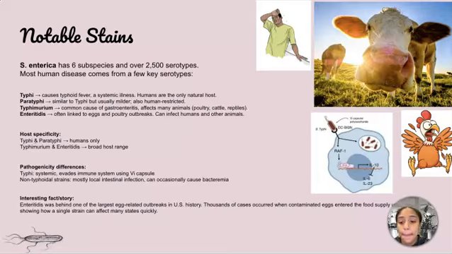Notable strains. Even though S. enterica has more than 2,500 serotypes, only a few cause human disease. Typhi causes typhoid fever, which is a systemic infection. Typhimurium and Enteritidis cause the majority of food poisoning cases today. Some strains only infect humans, while others infect poultry, cattle, and reptiles, which is why we see so many food-related outbreaks today.